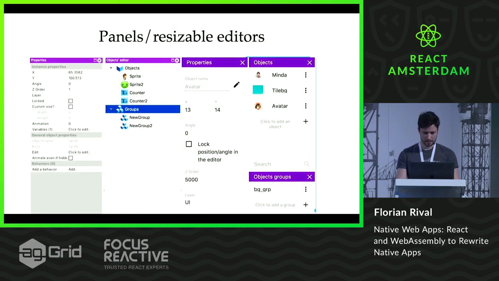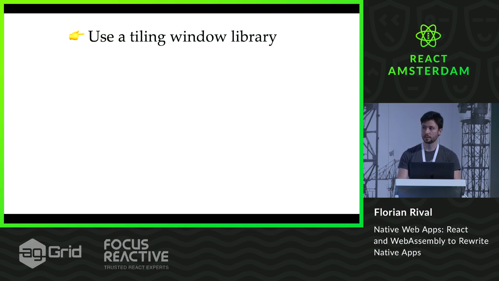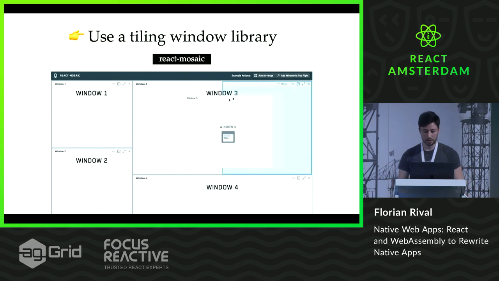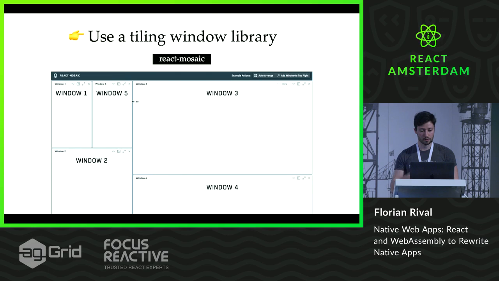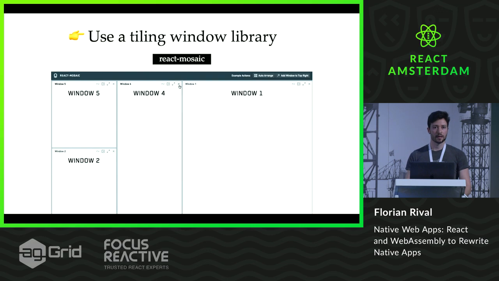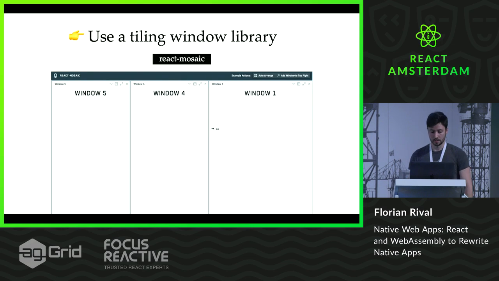The next change was that I wanted to have panels and resizable editors. As it's a game engine, people like to customize their workspace. They want, for example, to move the property grid that is on the left to the right of the screen, or even to another screen. So I was looking for a solution in the React world, and it turns out that you can use tiling window libraries, like, for example, React Mosaic. So just try it. It's super efficient, and basically, out of the box, you have windows that you can move on the screen. Internally, it's using React DnD, and it's super efficient.